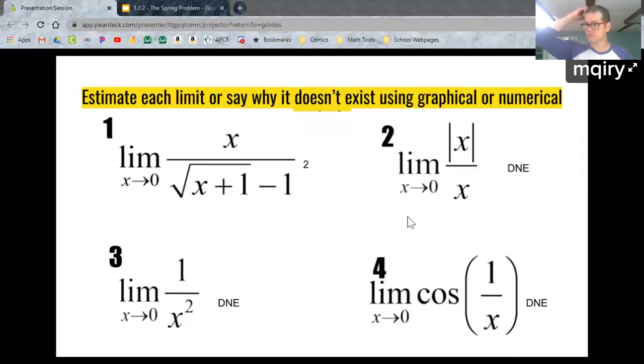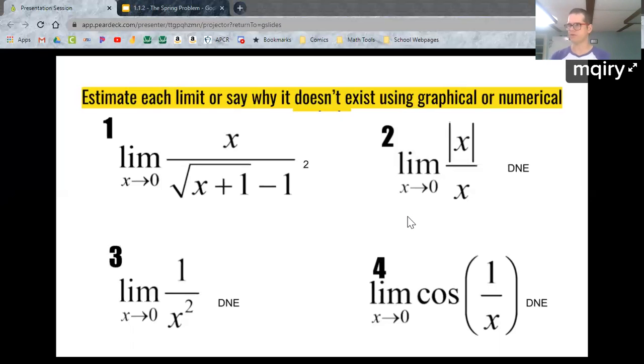All right. Number 1, the limit is 2. 2, 3, and 4 don't exist. Let's discuss that. Well, for each of these, when you plug in 0, you're either going to get does not exist or indeterminate. 1 and 2 are both indeterminate, so you have to do something more to find out that, in fact, it's 2 and does not exist.